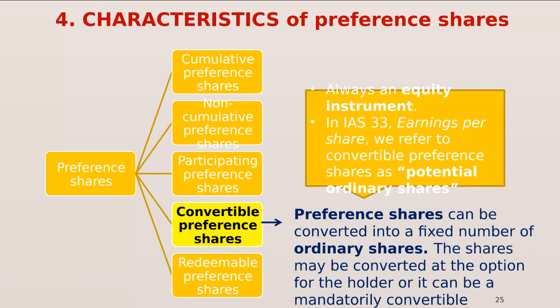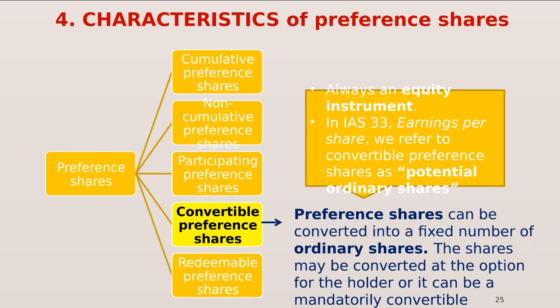They can be converted by three different methods, right? The first method is at the option of the holder, meaning the person that bought the share. The holder can dictate when it needs to be converted. Then we can have shares that are converted at the option of the company, meaning that the company who issued the share can dictate when it needs to be converted. Or mandatory convertible shares, where there's some sort of substantive condition that must be met before the share is converted.